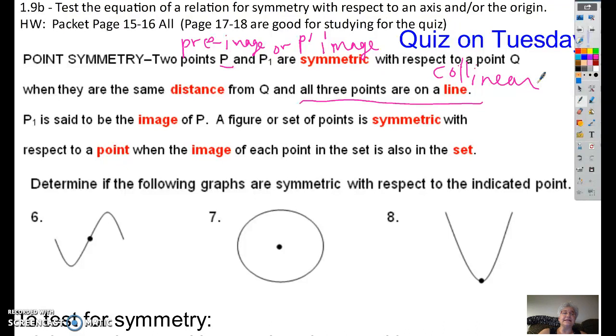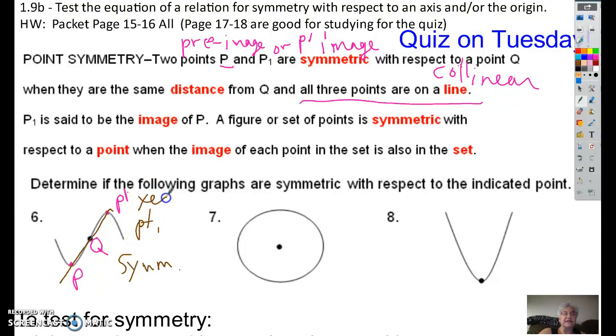So all that's basically telling me is I need to have a figure that has 3 points, Q in the middle, P, the pre-image, and P prime or P1 on the same graph. And I am able to basically draw a line through the image that hits all 3 points, making them collinear. So we would say this one definitely has point symmetry.